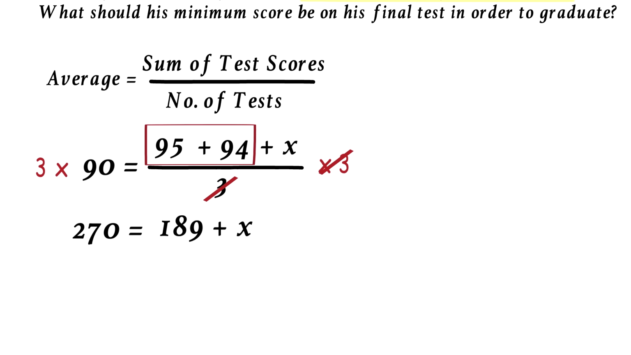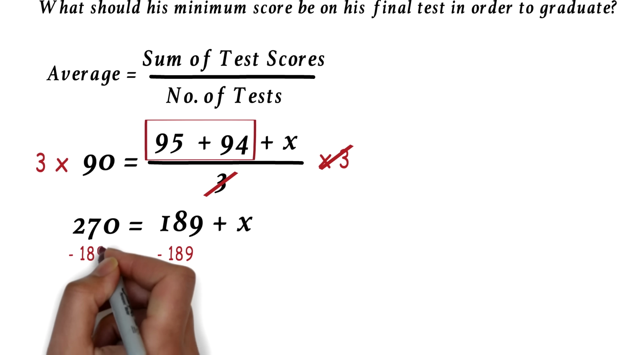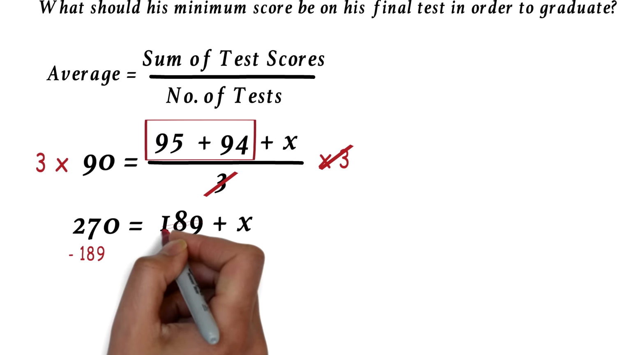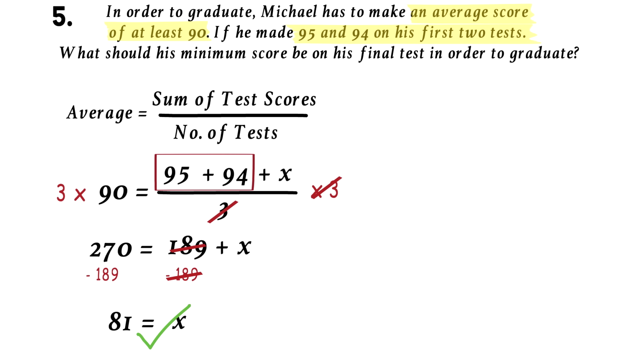Since the 189 is adding, we can subtract 189 from both sides. This will cancel out. 270 minus 189 is 81. So Michael must get a minimum score of 81 to graduate. There are other ways we could have solved this, but we chose this method because it helps you solve any mean or average question, no matter the twist.